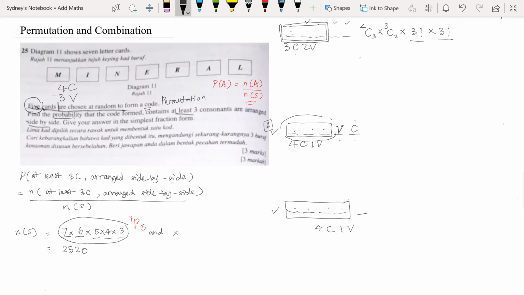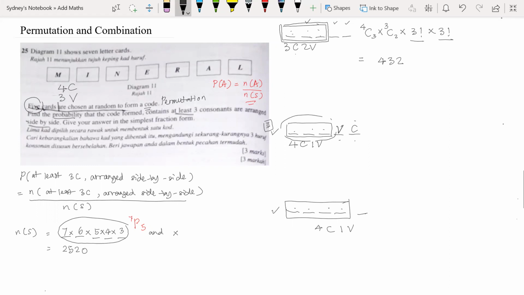So for this, use the calculator and get the answer. We have 4C3 times 3C2 times 3 factorial times 3 factorial, and we get 432. That is for the first case scenario. Now let's look at the second case scenario.